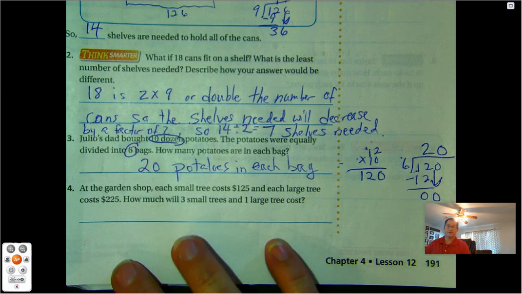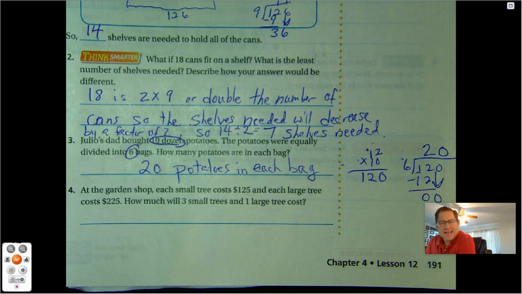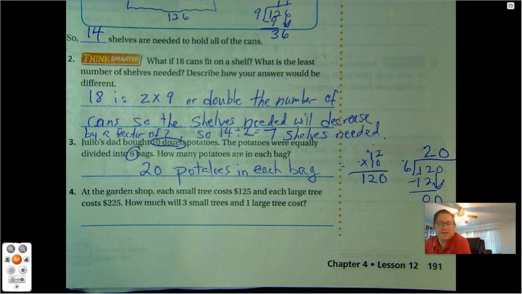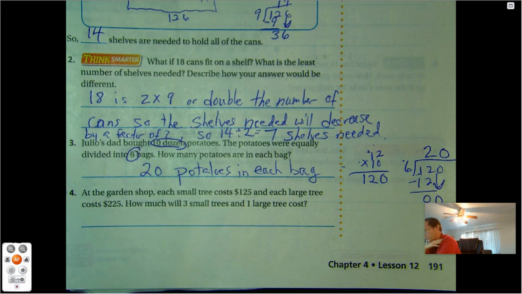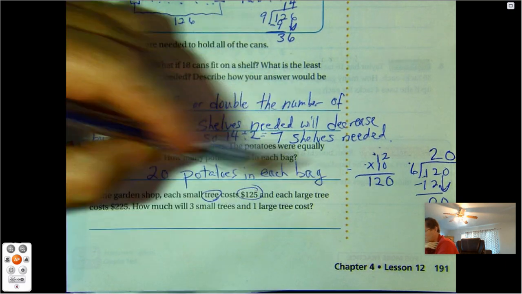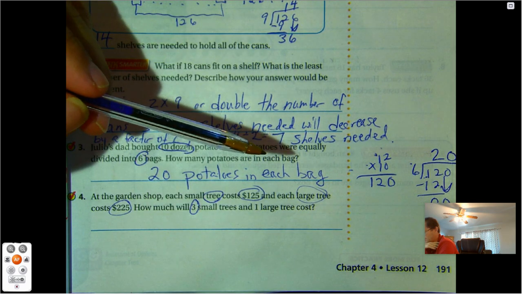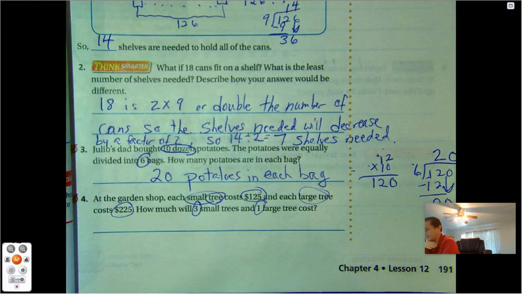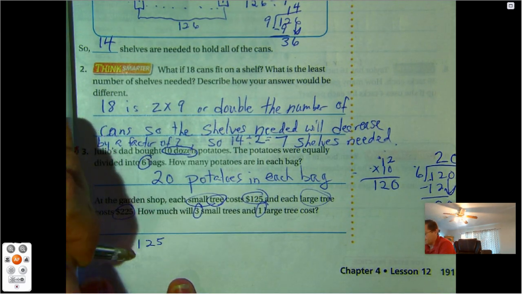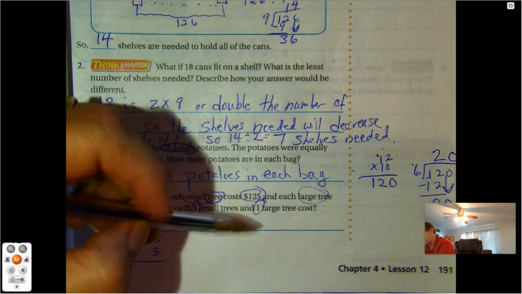Okay. At the garden shop, each small tree costs $125. And each large tree costs $225. How much will three small trees and one large tree cost? Three small trees, $125. Large trees, $225. We're buying three small trees, one large tree. All right, so $125 times three, that represents the small trees. And 225 times one for the large tree.